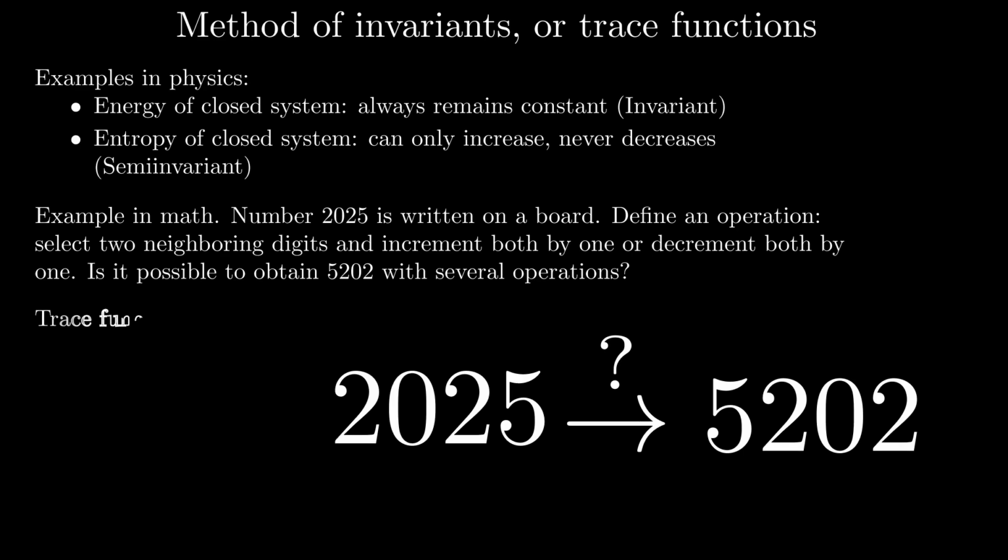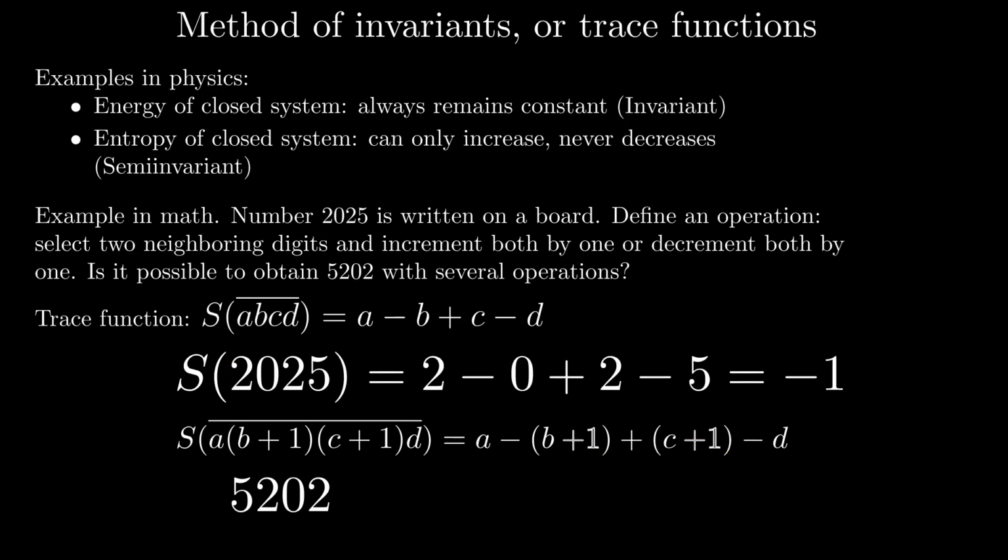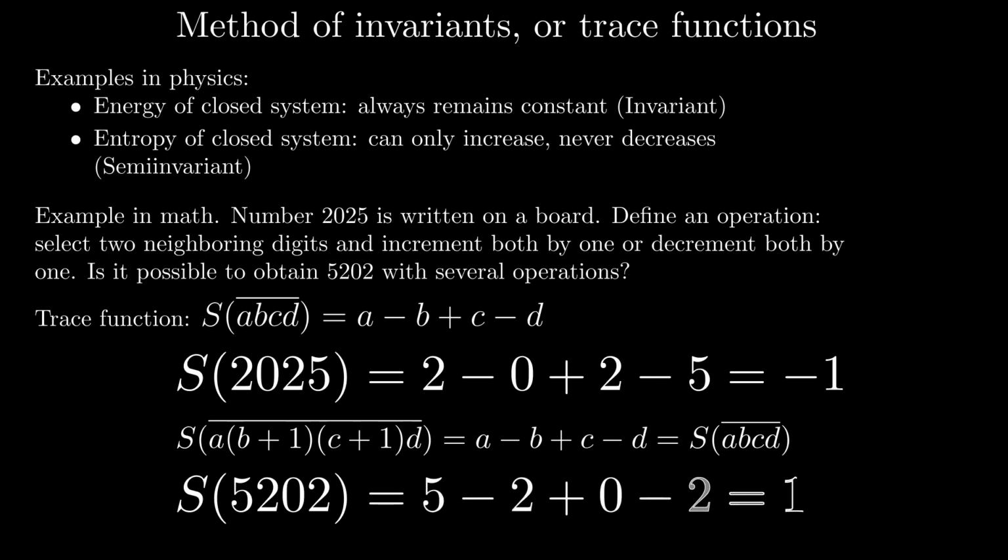Let us introduce trace function s, which for any number with digits a, b, c, d, calculates a minus b plus c minus d. Applied to our initial number, it gives minus 1. This value does not change after the operations described above, for an absolutely clear reason. Increments of neighboring digits cancel each other. But for our target number, the value of s is different. So it is not achievable.